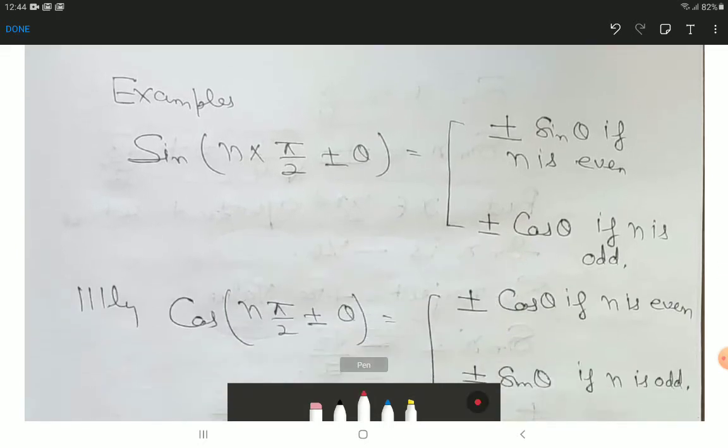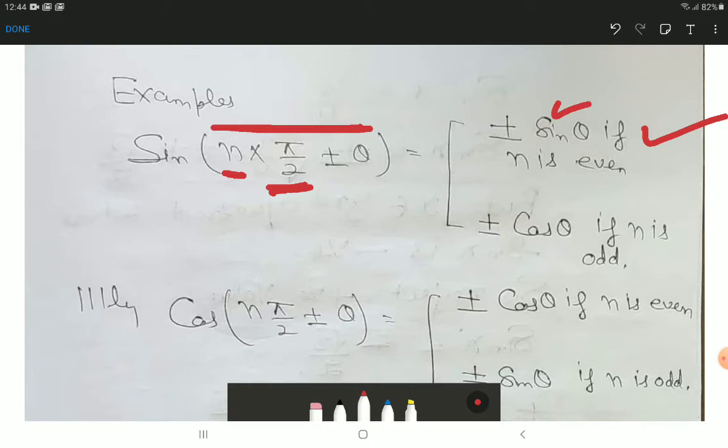Examples. How to calculate trigonometric ratios of the form n times 90 degree plus or minus theta, or you can say n times pi by 2. Pi by 2 radian is same as 90 degree plus or minus theta. So its answer may be positive or negative depending upon the quadrant in which this angle lies. Now if n is even, sine will remain sine. That is, trigonometric ratio will maintain itself. If it would have been cos, it would have remained cos only. If it would have been tan or cot or sec or cosec, it will remain as such if n is even, and then it will be sine of the acute angle theta.